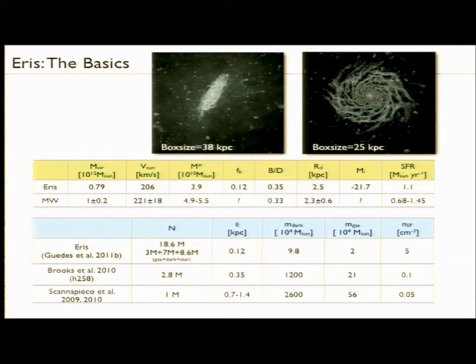So basically, there were simulations by Scannapieco et al. and Brooks et al. that had 1 and 2 million particles within the virial radius. We went up to 18 million particles within the virial radius, distributed in gas, dark matter, and star particles. And the softening we also reduced to 120 parsecs, which is a big improvement from previous simulations, and so forth. And the other parameter that we raised quite high was the threshold for star formation.